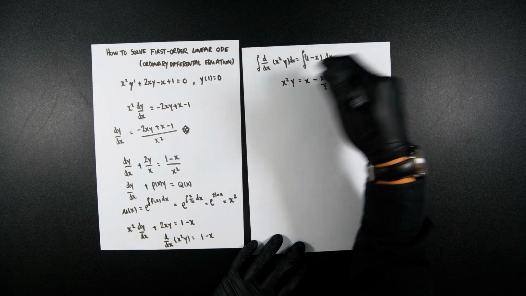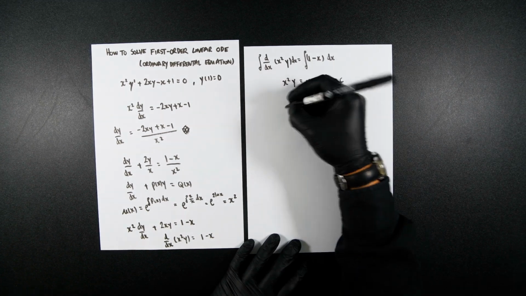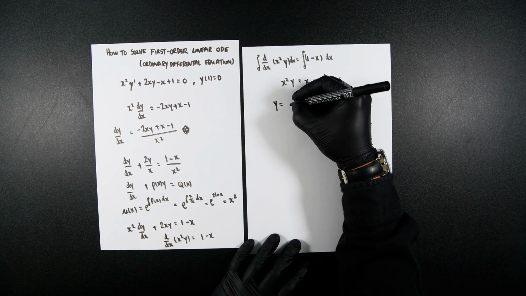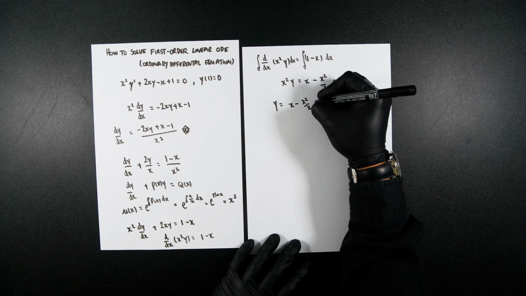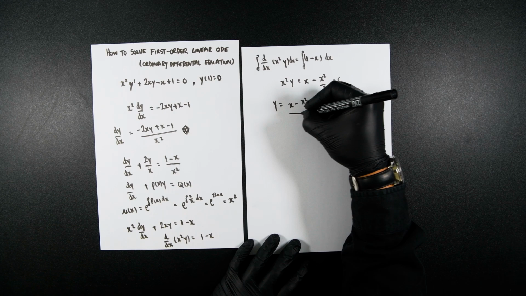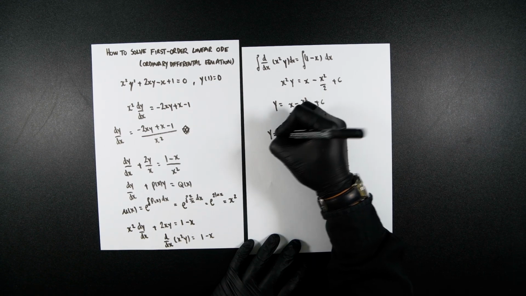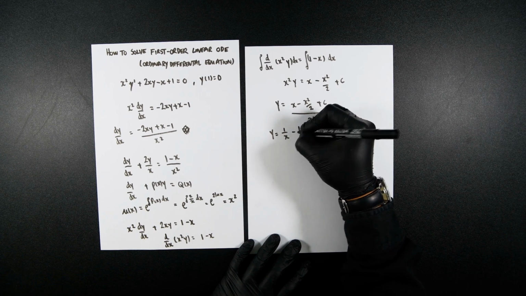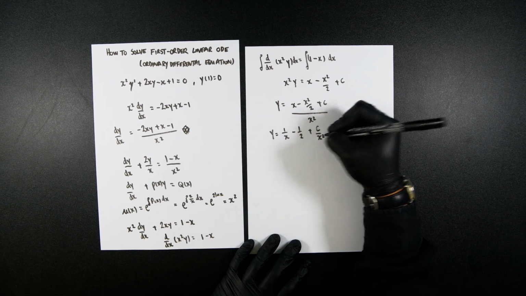We're kind of there, but we now need to rearrange it in terms of y. So rearranging this so that it's in terms of y is going to be y equals x minus x squared over 2 plus c, all divided by x squared. So now y is going to become 1 over x minus a half plus c over x squared.